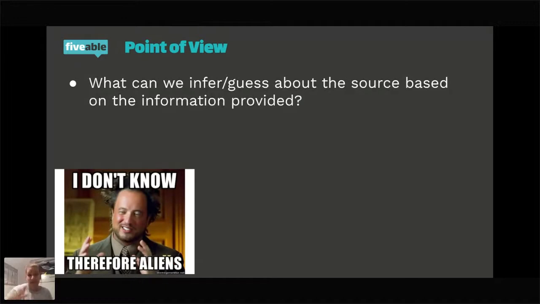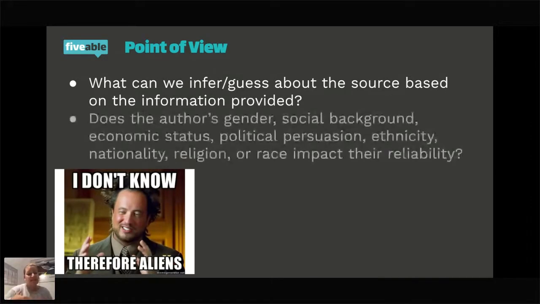If it's a priest, what can we infer or guess about that source because they are a Catholic priest, period? So we're really not so much guessing here, but we're making some hasty generalizations. We're making these generalizations maybe about the type of person that they are during that time period. And then does that person's background influence or impact their reliability? Just like with how they're talking to somebody or their audience or their purpose, we can also look at reliability here with the point of view.